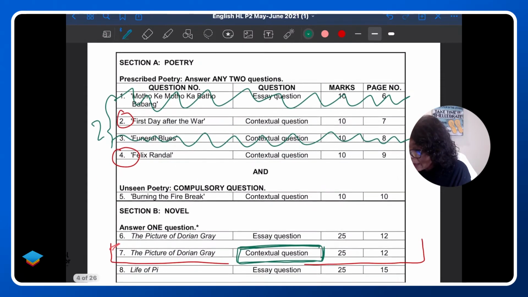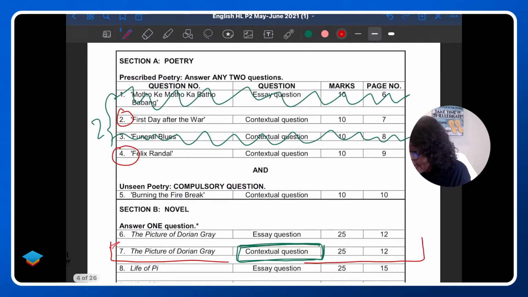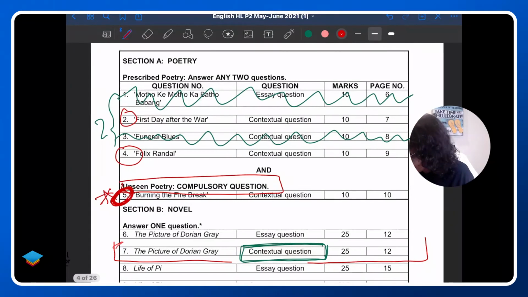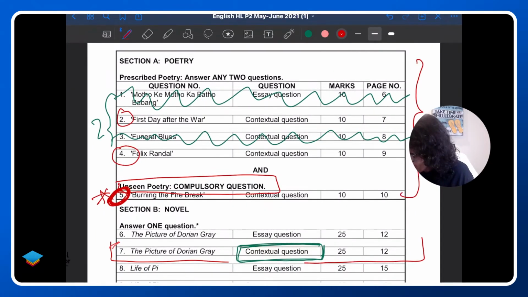Then you must answer the unseen poetry. That is question 5. So everybody must answer question 5. Your choices are here 1, 2, 3, and 4, but this is compulsory. Everybody must answer 5. I know I am repeating myself here, but this must be answered. So when you're done with your poetry Section A, you'll see you have 2 questions answered there and 1. So that gives you your 3.